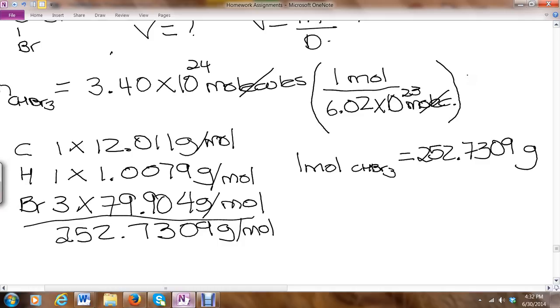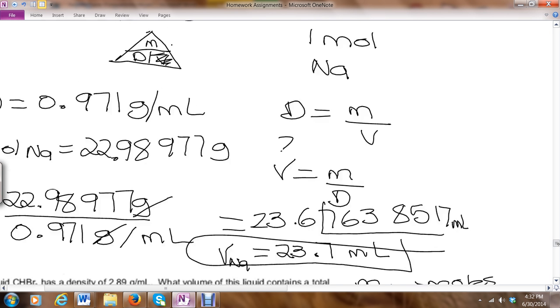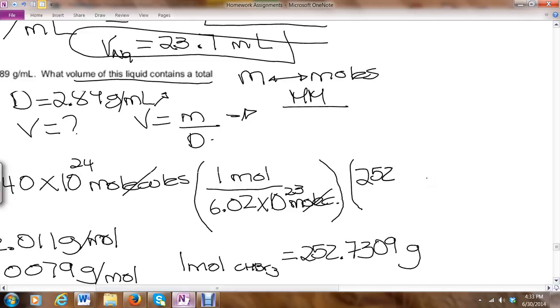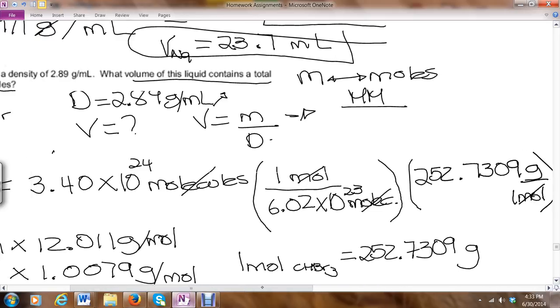Grams. So let's do the conversion, because we want grams. Why do we want grams? Because we want to use it in the density formula. It's 252.7309 grams per 1 mole. So moles and moles cancel out, and now we have everything in grams. Again, another calculation, but I'm going to do it real quick. I have you do it and pause the video so we don't waste time on the video.